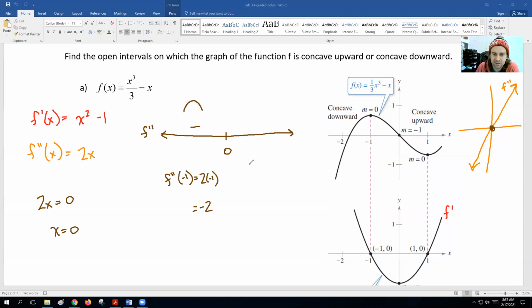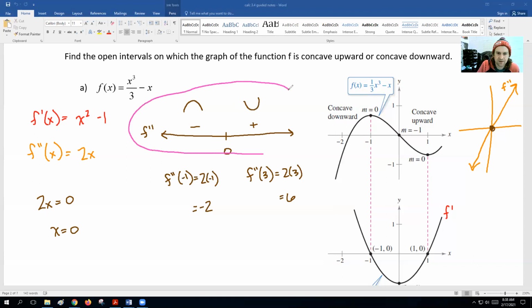All right. Next, let's pick a number bigger than 0, like f double prime of, maybe 3. What's 2 times 3? That is 6. 6 is a positive number, so everything after 0 will be positive, concave up. So this is how we answer these problems for this class. This is how I think it's easy.